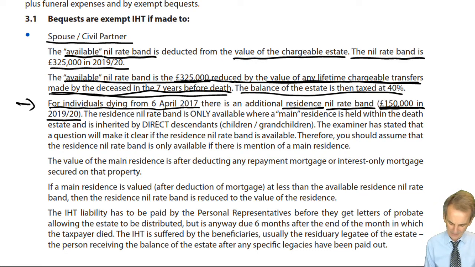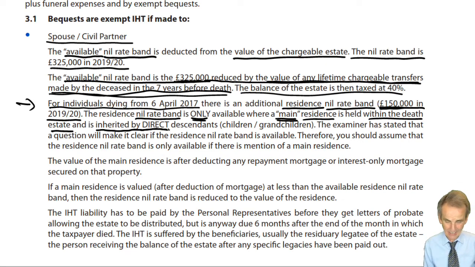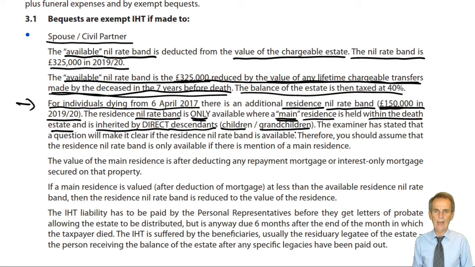Now then, the rules. The residence nil rate band is only available where a main residence is held within the death estate and is inherited by, it is gifted to, direct descendants, i.e. your kids or your grandchildren, a child, the children, a mix of children and grandchildren, whatever it might be. If you leave that main residence to anybody else, then that is not going to benefit from the residence nil rate band. Typically nieces, nephews there, people of that nature, cousins, whatever it might be. So this residence nil rate band, £150,000, is for deaths in 1920 tax year.